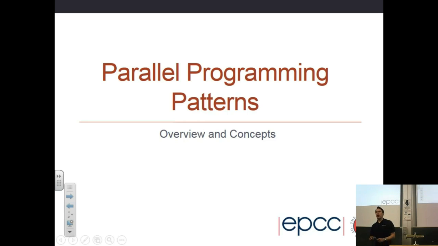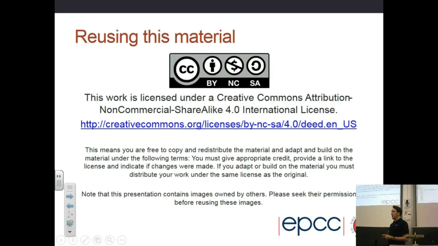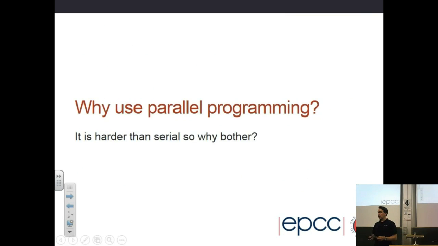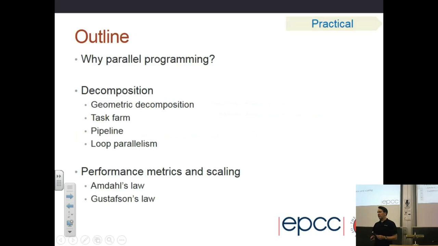It's how we use processes and threads to do parallel programming. And there are two models. They correspond to quite different programming models. So I'll talk about why parallel programming, I'll talk a bit about decomposition, and then at the end, I will talk about some of these performance metrics.